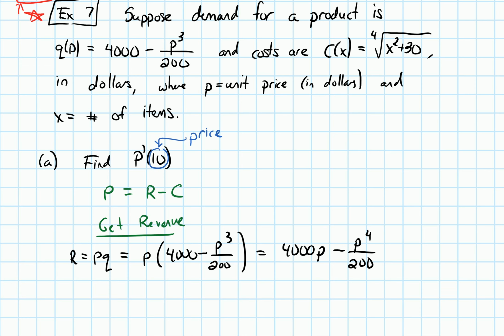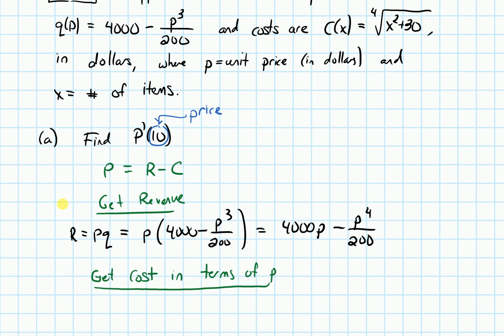We got it in terms of the variable P. Let's do the same thing for cost now. So let's get the cost also in terms of P. In terms of P, because we already have the cost function. It's just in terms of a different variable, in terms of X. So let's get it in terms of P.